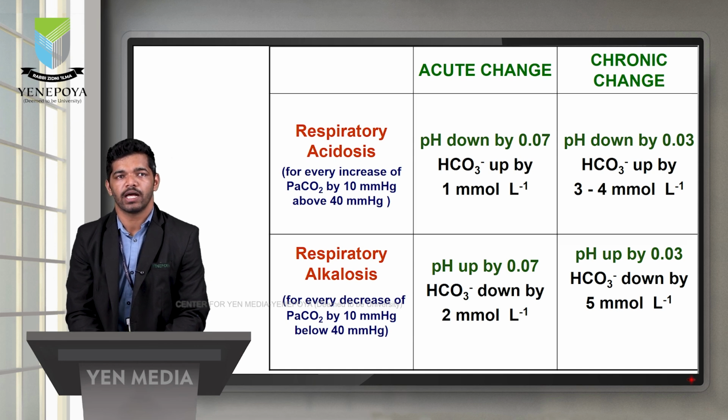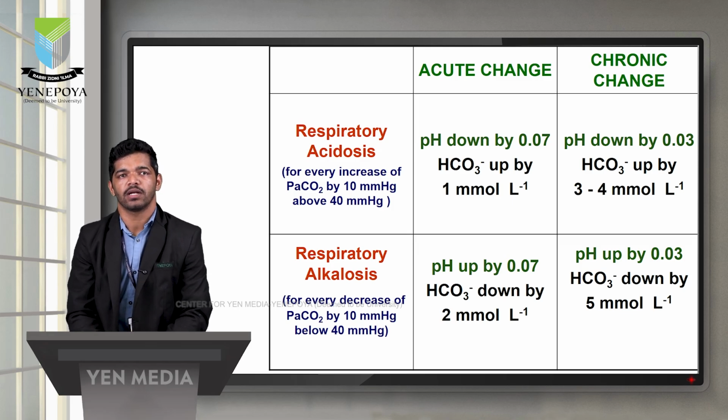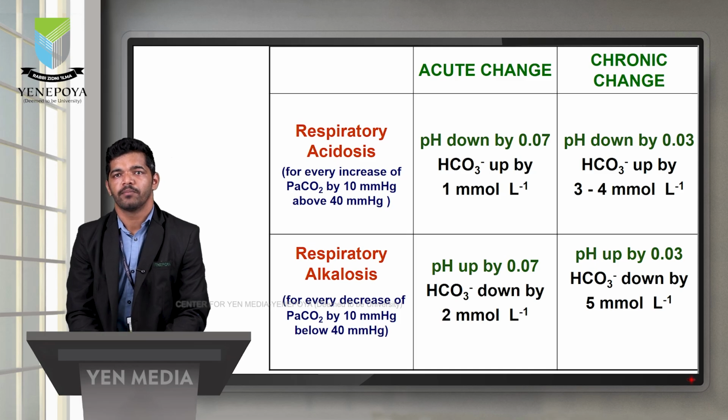Coming to respiratory alkalosis, for every decrease of PaCO₂ by 10 mmHg below 40, in acute respiratory alkalosis pH will go up by 0.07, and in chronic respiratory alkalosis pH will go up by 0.03. Coming to the compensation for respiratory alkalosis, in acute respiratory alkalosis bicarbonate will go down by 2 millimoles per liter, and in chronic respiratory alkalosis bicarbonate will decrease by 5 millimoles per liter.